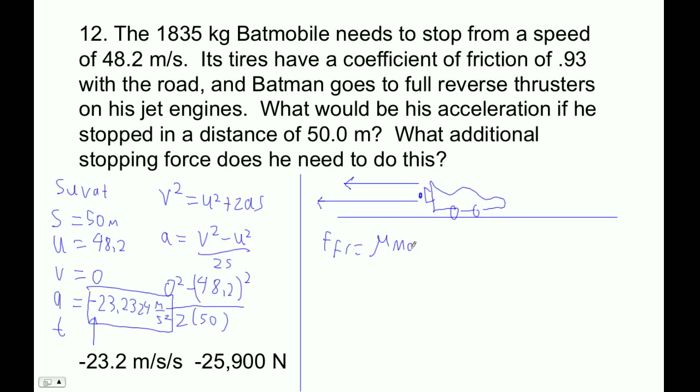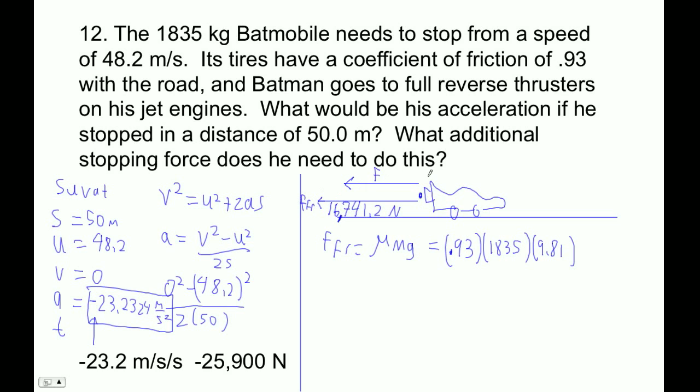So that's going to be mu times m times g. That's going to be 0.93 times 1835 times 9.81. Okay, let's do that. 0.93 times 1835 times 9.81. Okay, here we go. That is 16,741.2. So this force of friction is 16,741.2 newtons. Okay? Comma there, right? That's our force of friction.